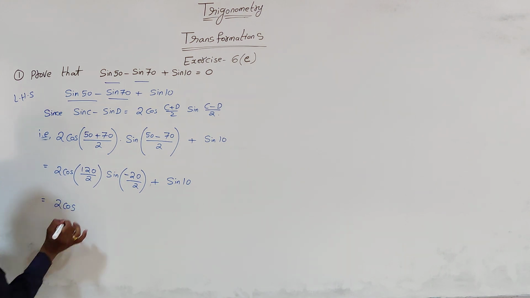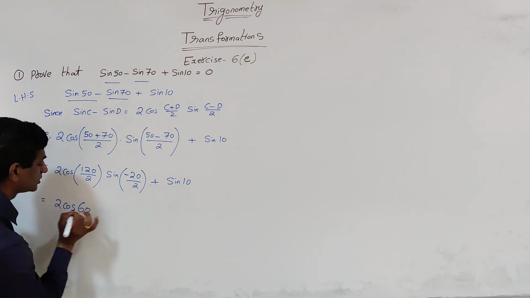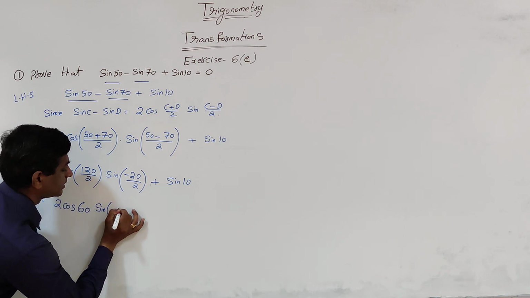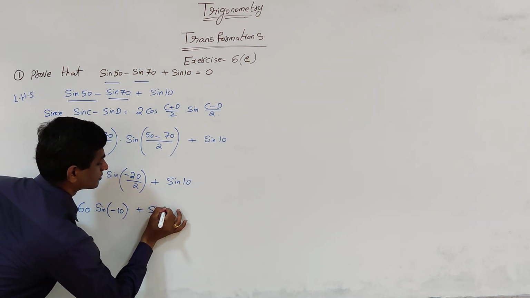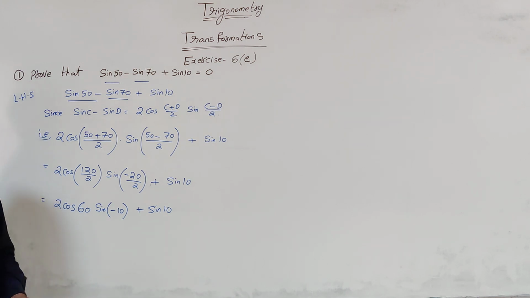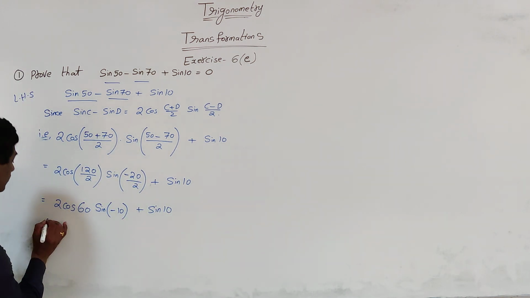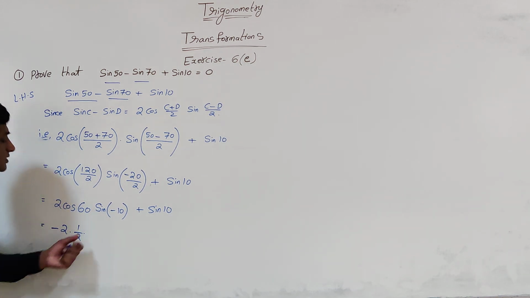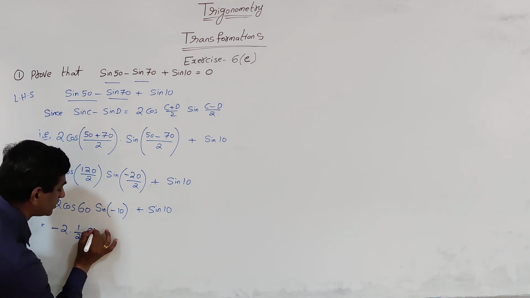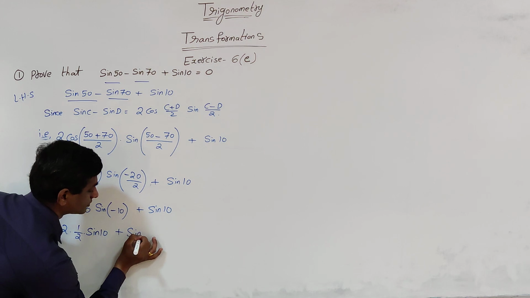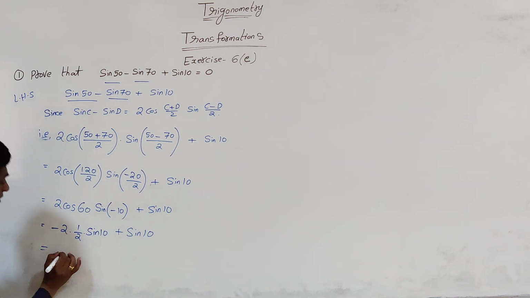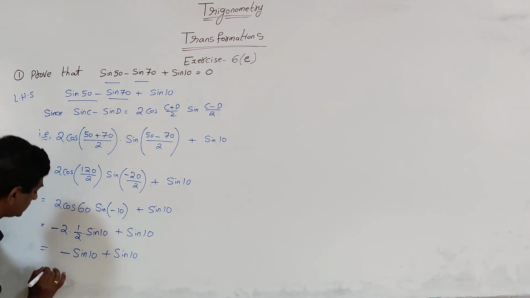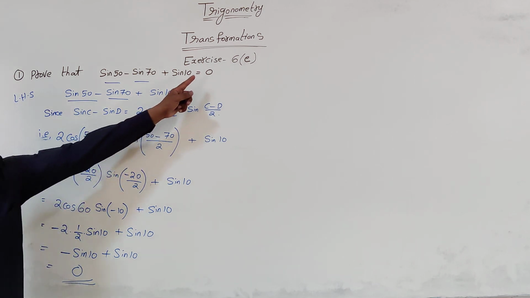2 cos 120 by 2 will be 60 degrees. Sine of minus 20 by 2 gives sine of minus 10, plus sin 10. But sine of minus theta is minus sin theta. So it will be minus 2 cos 60, which is 1 by 2, into, as sine of minus 10 is minus sin 10, minus sin 10 plus sin 10. So 2 gets cancelled, minus sin 10 plus sin 10, which is equal to 0. So that is the RHS.